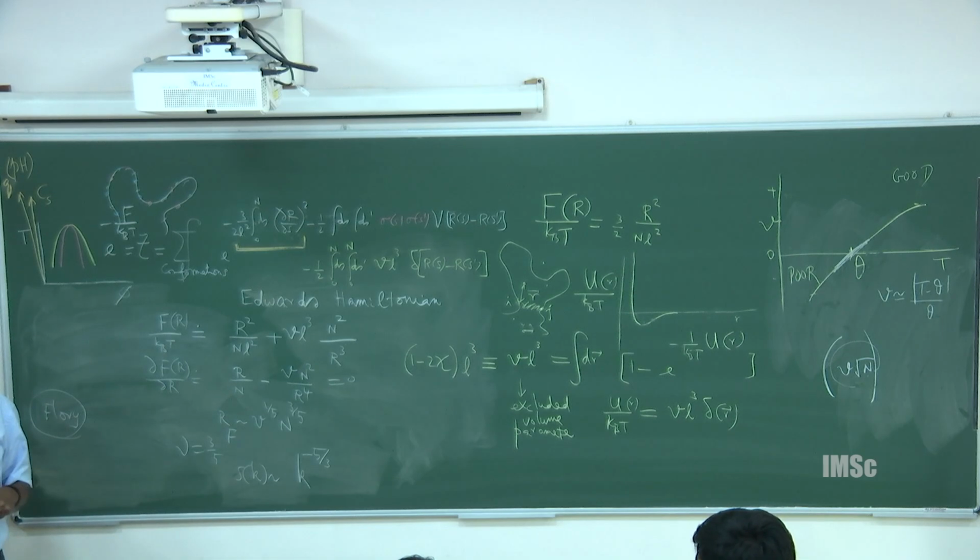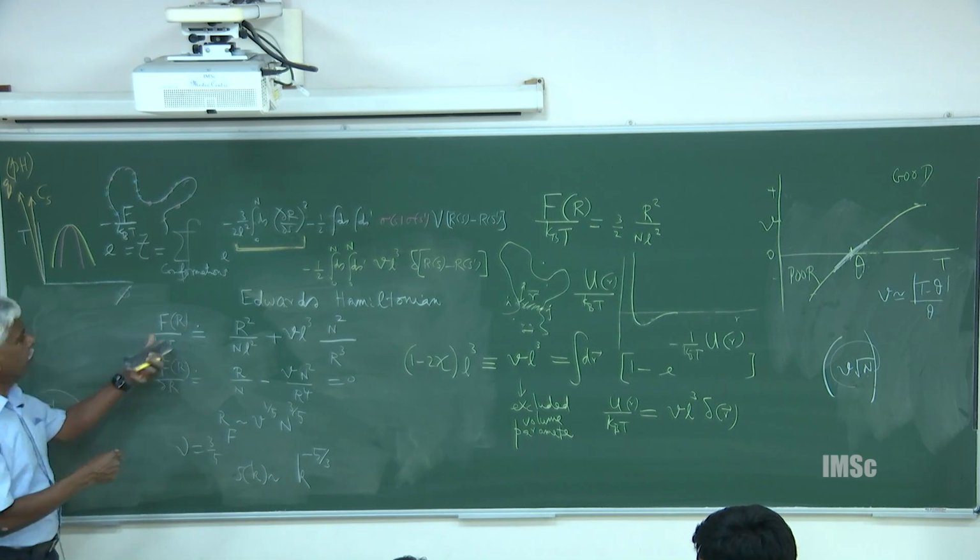If V is negative, it can go up to... So R negative. No, R cannot be negative. Physically R can only be positive. When does the minimum occur? I am asking a very simple question. When R is equal to 0. Yeah, when F is equal to minus infinity.